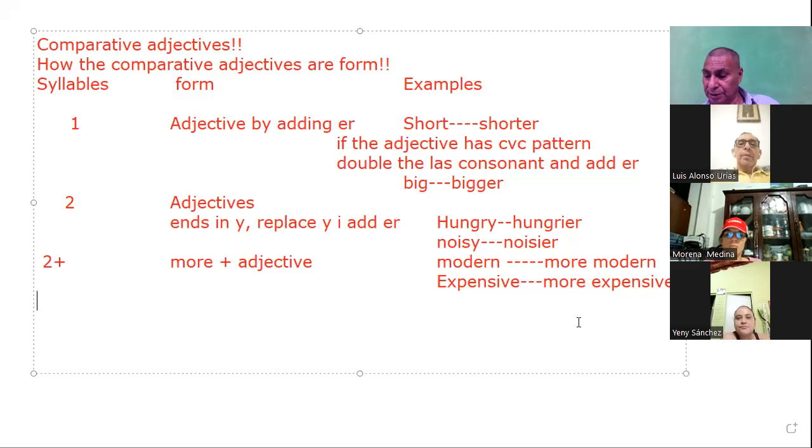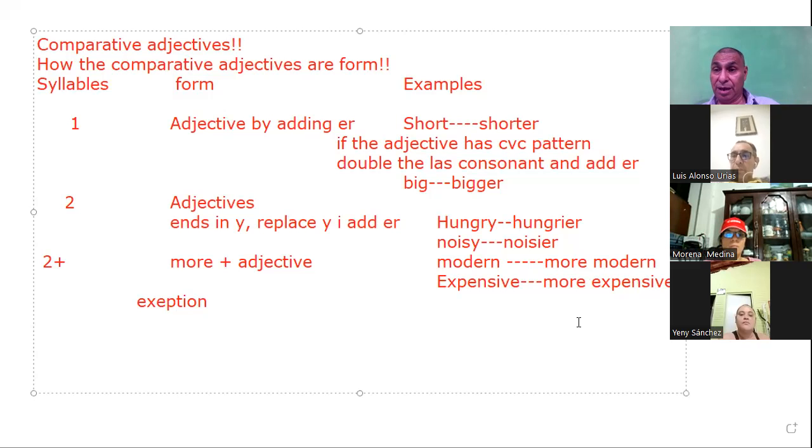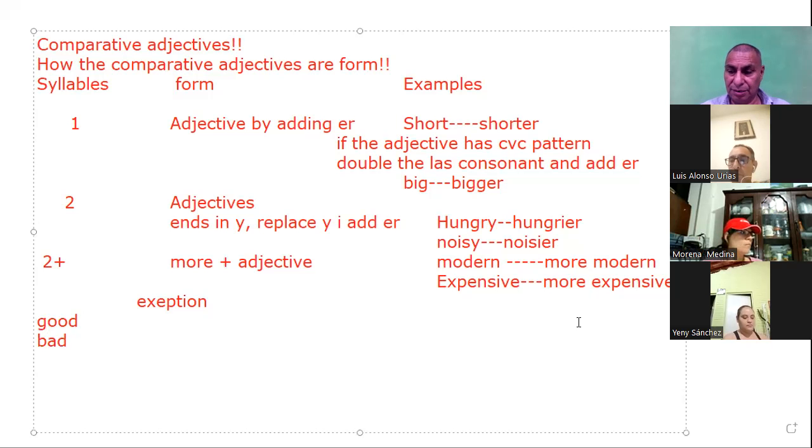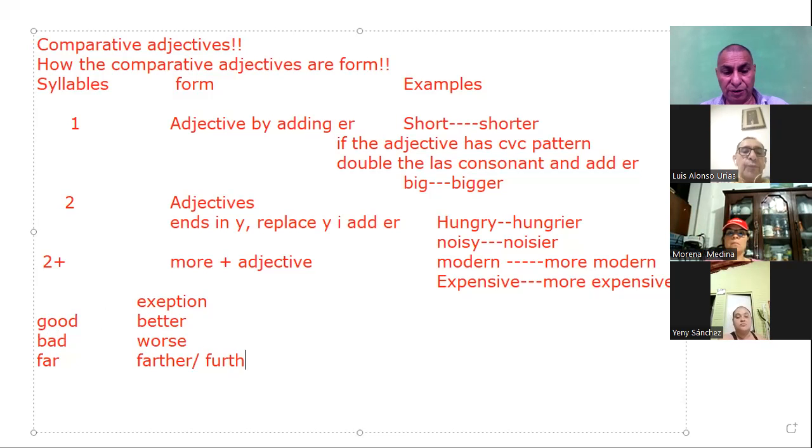Okay, now let's see the exceptions. There are some exceptions to the rules. When we have irregular adjectives, for example, good, bad, or far, what do I do to make the comparative adjectives? For good, we use better. For bad, we use worse. And for far, we have two. We use either farther or further.